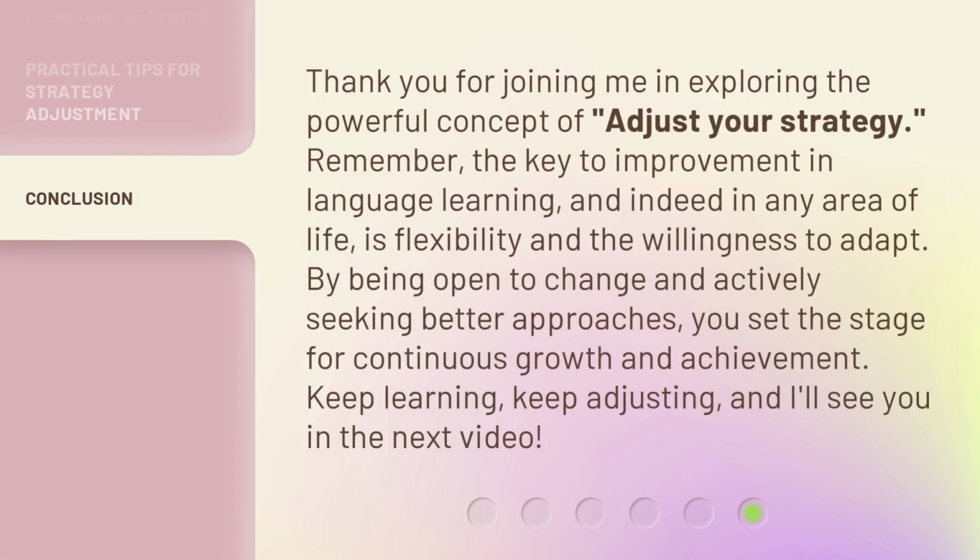Thank you for joining me in exploring the powerful concept of adjust your strategy. Remember, the key to improvement in language learning, and indeed in any area of life, is flexibility and the willingness to adapt. By being open to change and actively seeking better approaches, you set the stage for continuous growth and achievement. Keep learning, keep adjusting, and I'll see you in the next video.